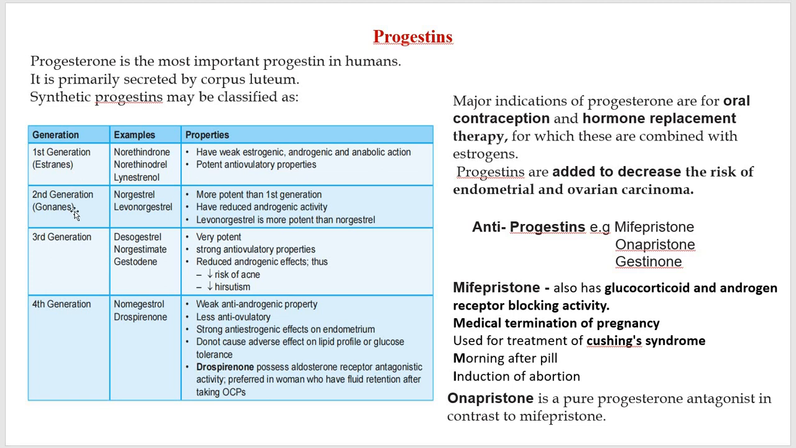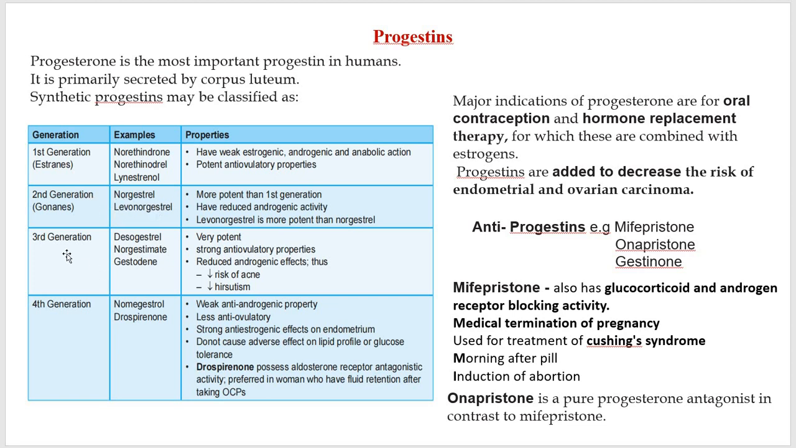The second generation are also known as gonanes. They are norgestrel and levonorgestrel. These are more potent than the first generation and have reduced androgenic activity. Amongst them, levonorgestrel is the more potent one compared to norgestrel.